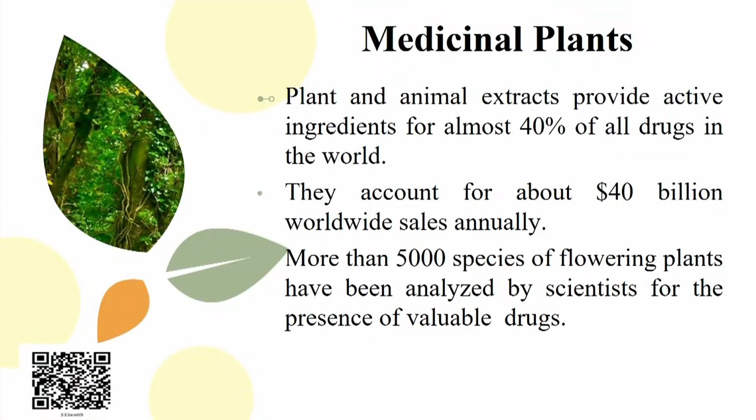When we talk about medicinal plants, we know that more than 40% of the drugs are provided by plants and animals, from which active ingredients are extracted. They account for about $40 billion worldwide sale annually, and more than 5,000 species of angiosperms, or flowering plants, have been analyzed by scientists for the presence of valuable drugs.